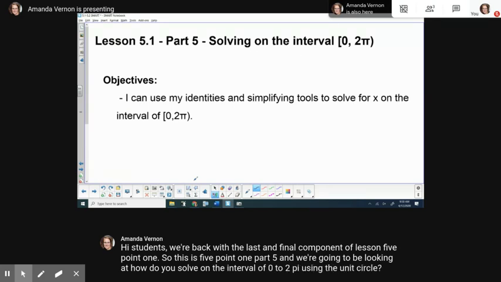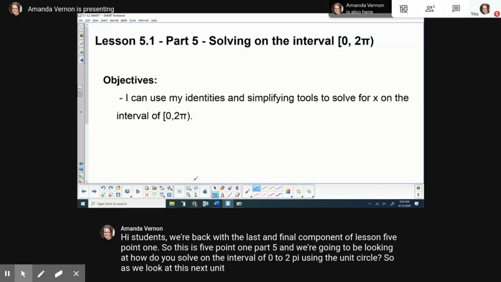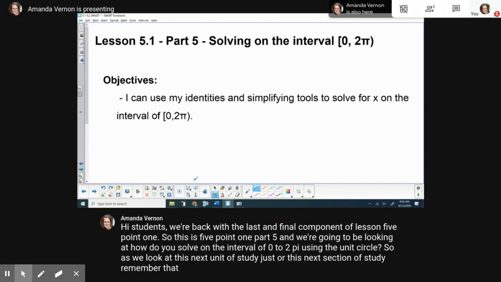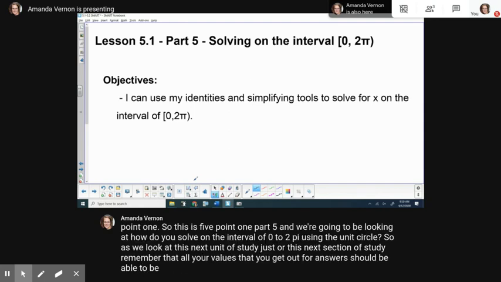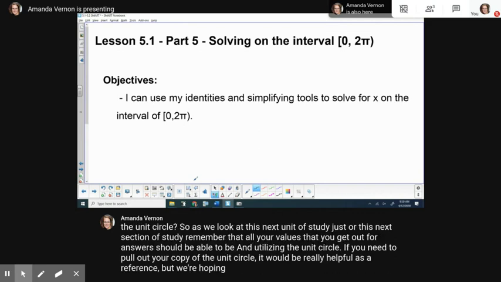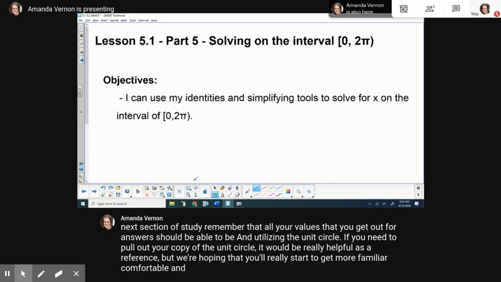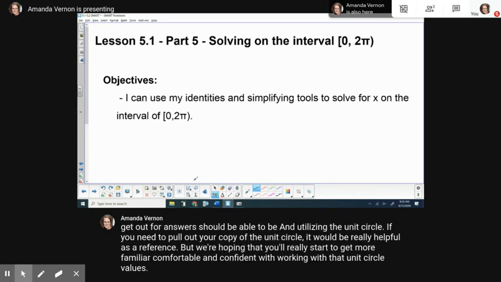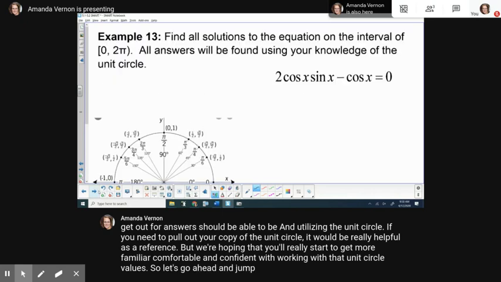So as we look at this next section of study, remember that all the values you get out for answers should be able to be found utilizing the unit circle. If you need to pull out your copy of the unit circle, it would be really helpful as a reference, but we're hoping that you'll really start to get more familiar, comfortable, and confident working with those unit circle values. So let's go ahead and jump in.